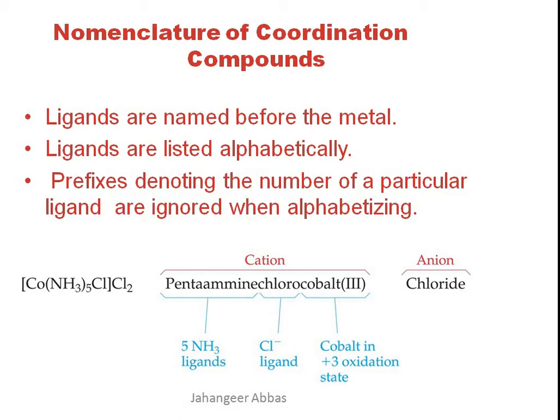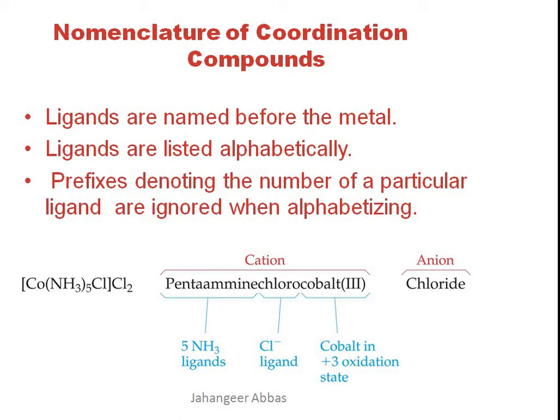When we name the complex part of a coordination compound, the complex part is indicated by the brackets. There are two types of species, ligands and central metal. Ligands are named before the metal. If more than one type of ligand is present, then ligands are listed alphabetically.